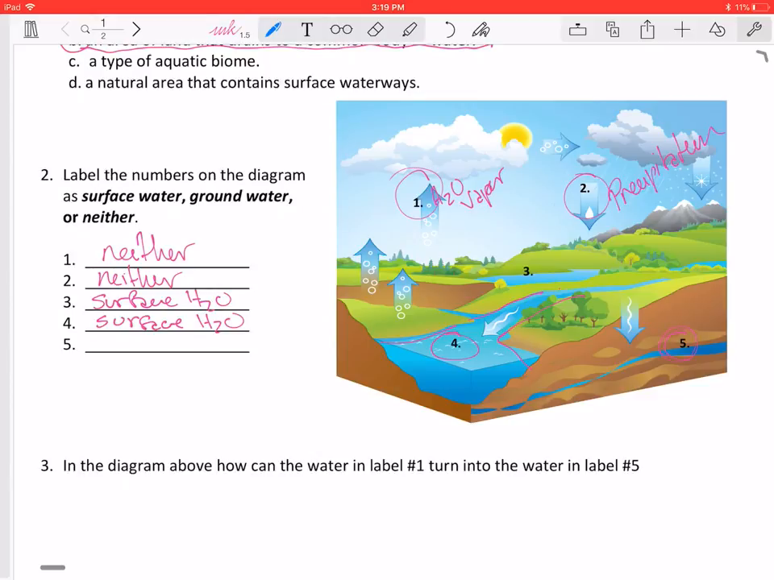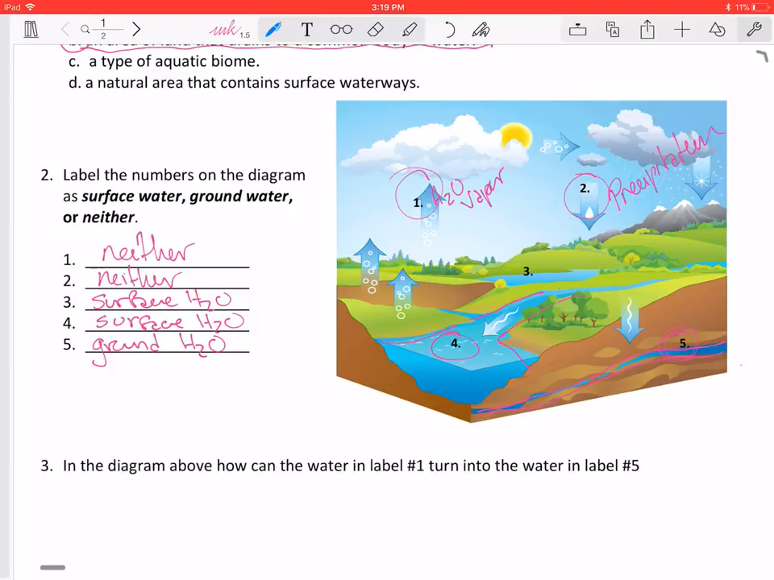And then finally, number 5 down here. So this number 5 is representing this water, and all of this under here. That is all groundwater. All right.